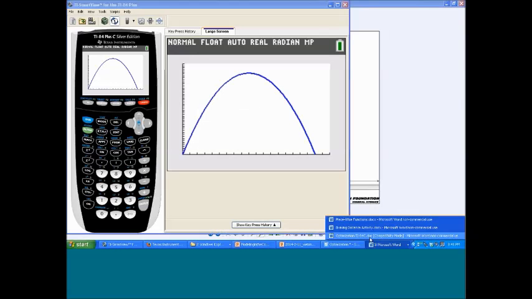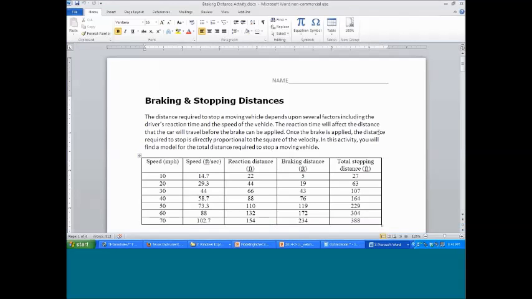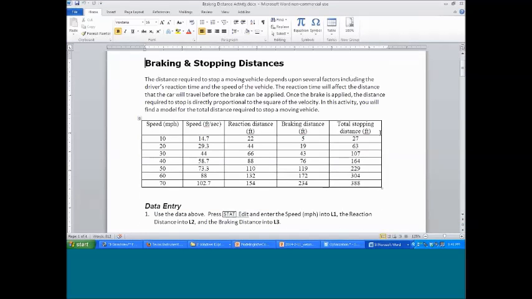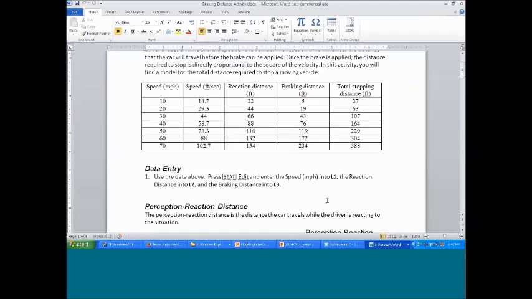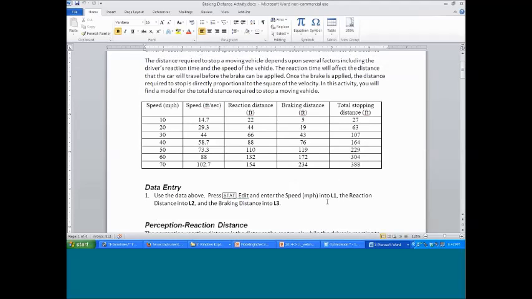And our activity here is actually from an old activity; this data set has been around for a while in some TI activities. This is cooked data, meaning that everything works out beautifully. This is not a scatter plot of real data. This data models the information perfectly. But what we've got is speed, reaction distance, braking distance, and total distance.